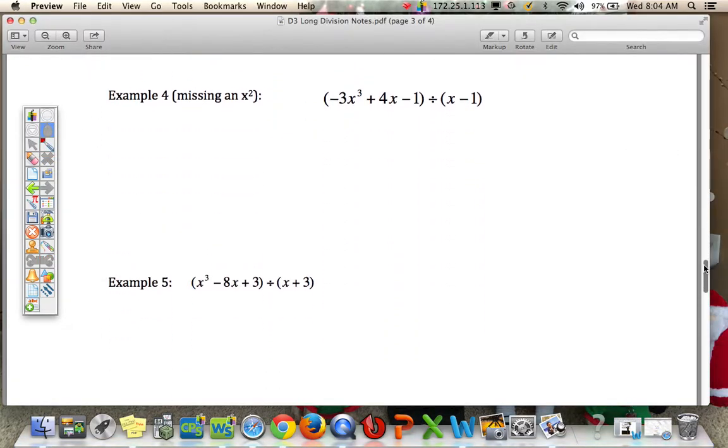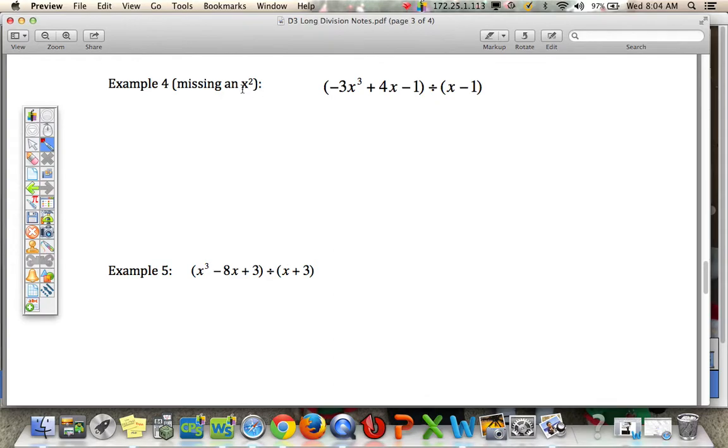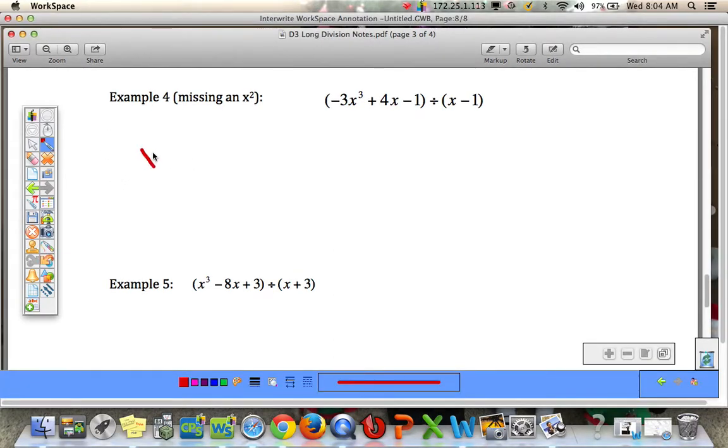Okay, let's look at the next one. Negative 3x cubed plus 4x minus 1 divided by x minus 1. Notice we're missing an x squared term. So here's how we're going to write it out. X minus 1 divided into negative 3x cubed plus 0x squared, we have to fill it in, plus 4x minus 1.